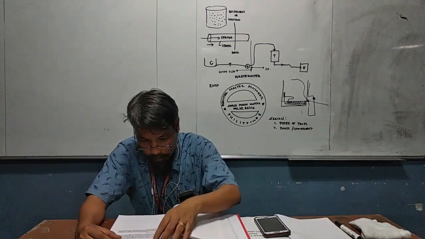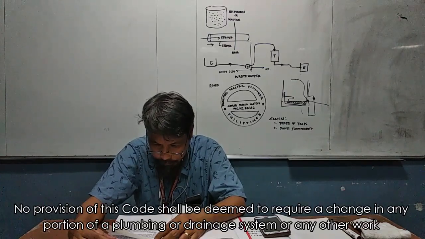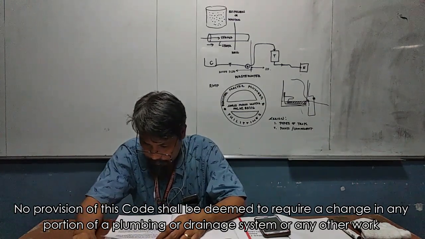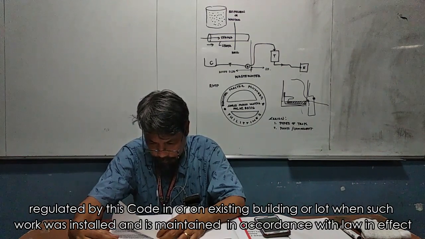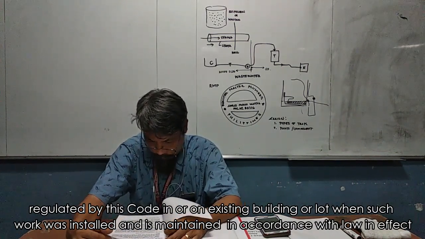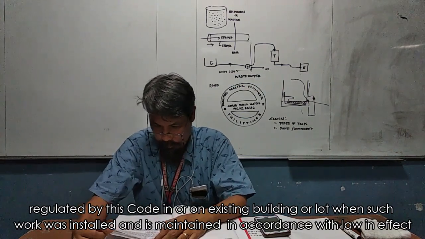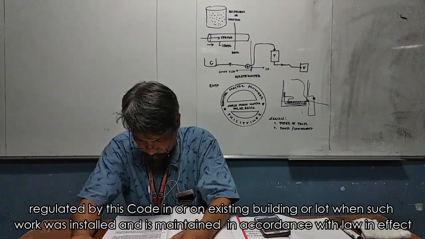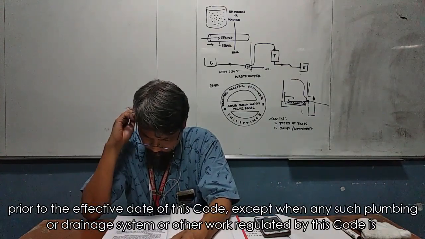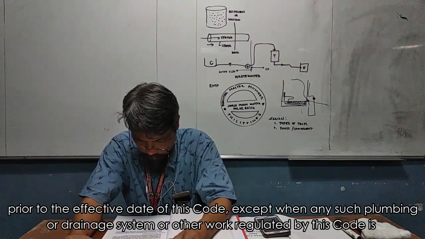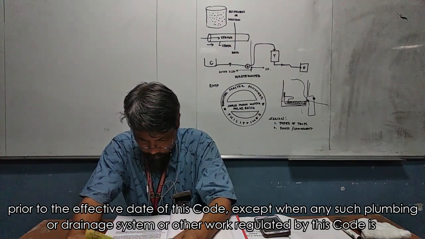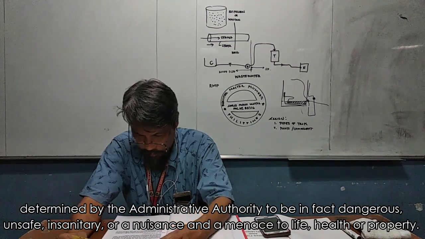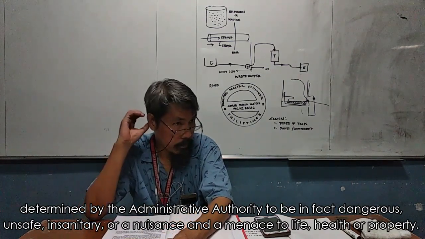Okay, next. No property shall be changed to require a change of the plumbing and drainage system of any building or other work regulated by the code when such work was installed and is maintained under the effect of the code, except when any such plumbing and drainage system or other work is determined by the administrative authority to be in fact dangerous and unsafe or insanitary.